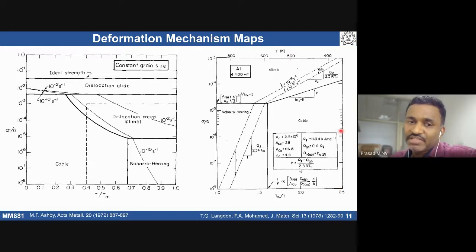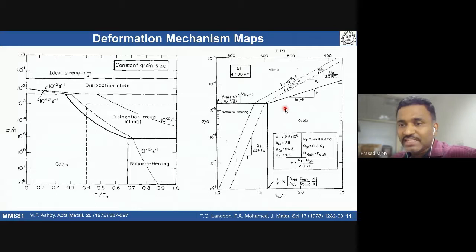So they came up with this. For example, this boundary from dislocation creep to Coble was a non-linear thing. Here, look, climb to Coble became a linear thing. All of them are linear. Then we can know boundaries very easily, and come to know what type of mechanism is taking place. So this is simplifying the Ashby map. It's one way of varying sigma by G versus Tm by T.